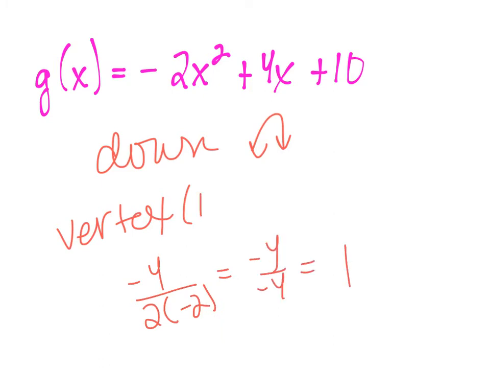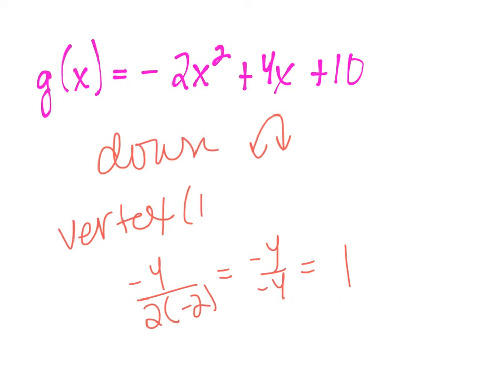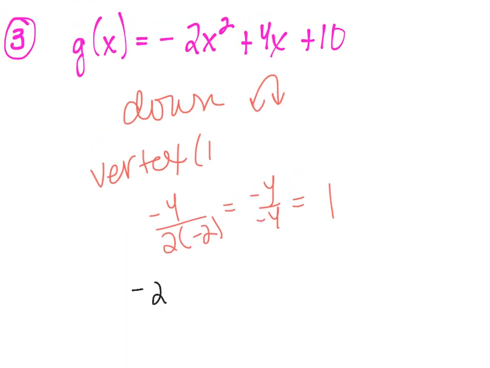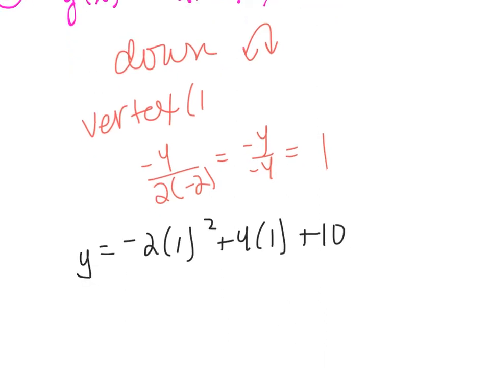Guys, you have to be so careful with your signs. Because if this should have been +1 and you put -1, you guys thought, oh, what's the big deal? Well, when you plug in a negative when it should be a positive, you work it all out, your answer's going to be incorrect. So just make sure your numbers are good to go. So I have -2 times 1 squared plus 4 times 1 plus 10. That's going to give me my y.